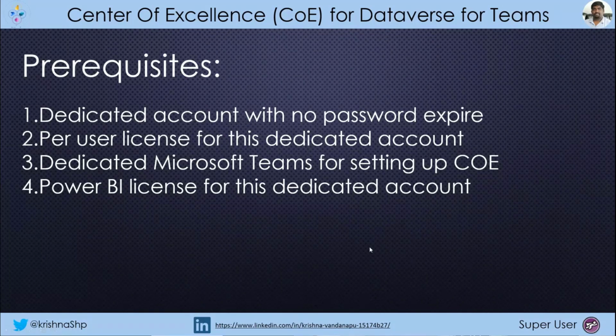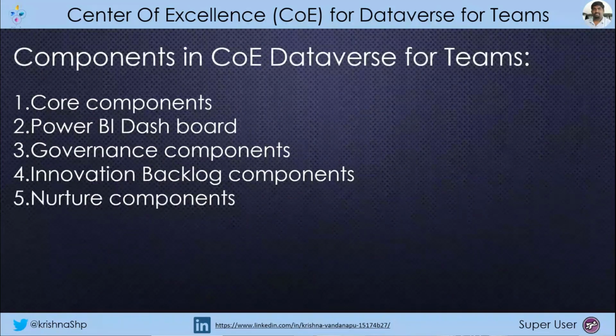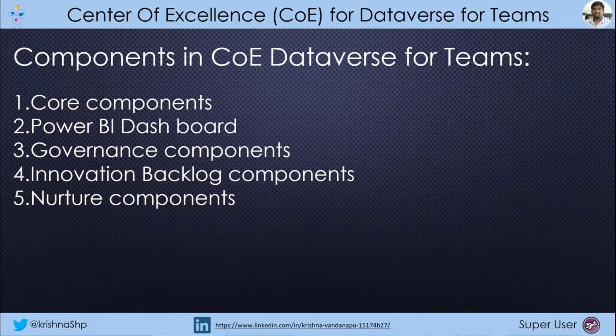Coming to the next one, these are the 5 components. COE comes with 7 components. Dataverse for Teams supports these 5 components: core components, Power BI dashboard, governance component, innovation backlog, and nurturing components. If we see a high level, core components is the one we have to install in the beginning because that is the heart. Okay, and the rest comes as follows.